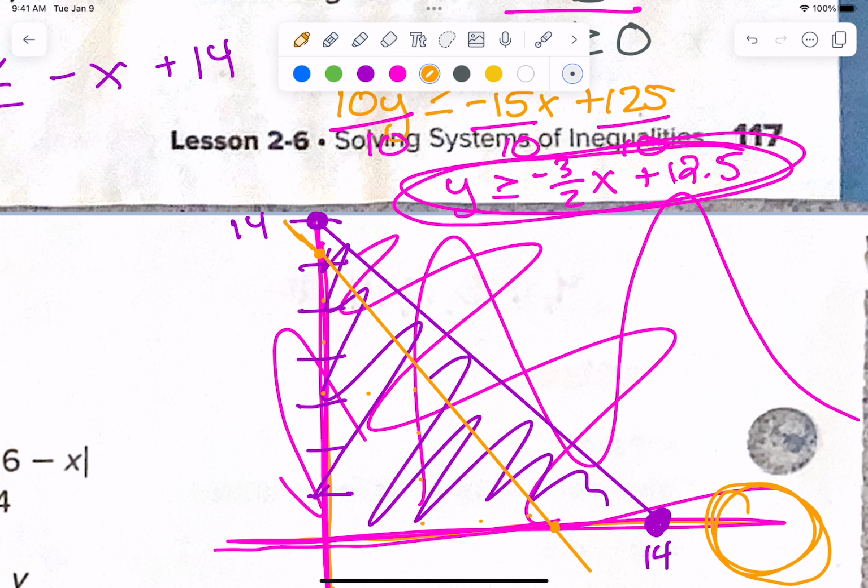Are we done shading now? Are we done graphing now? Actually, no, we've got to graph the other one. Yes. So this one is greater than or equal to.